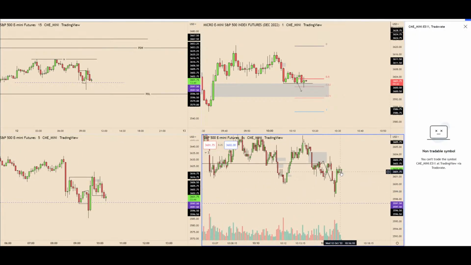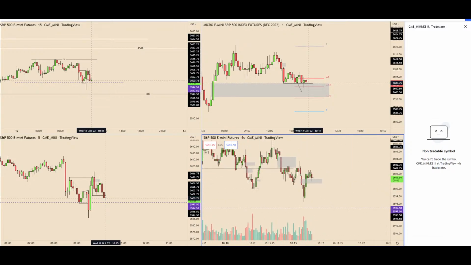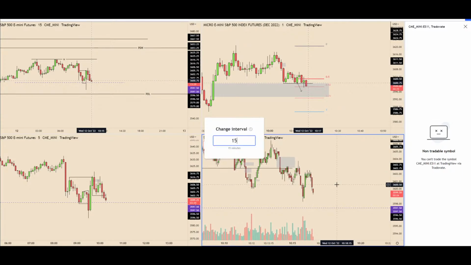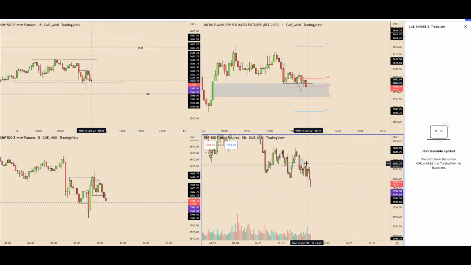So, oh look, we actually did sweep that low and got an aggressive move back up. So now we'll see what happens here. Ideally, reach down. We're on the 5 second. I gotta remind myself sometimes. I'm gonna go to a 15 second. I want below midnight open.